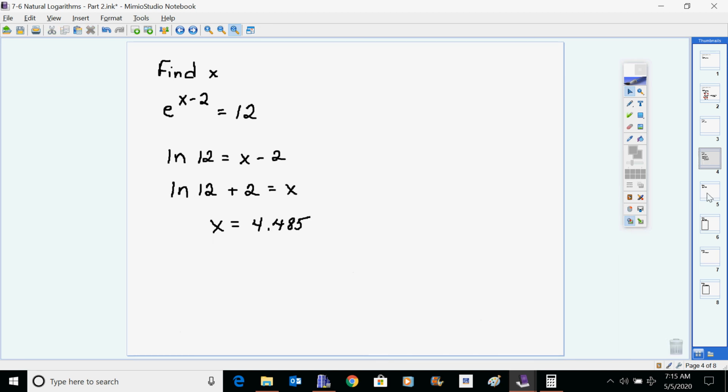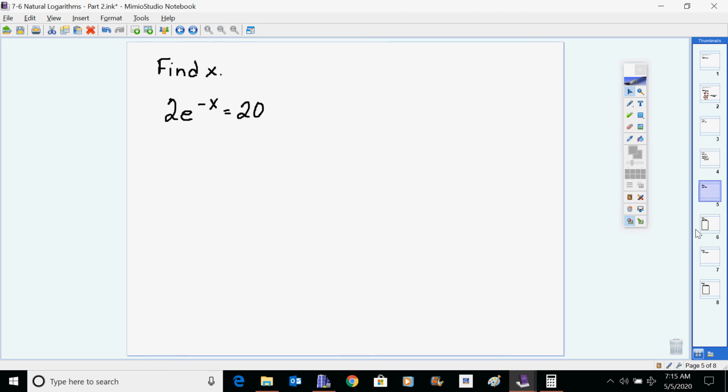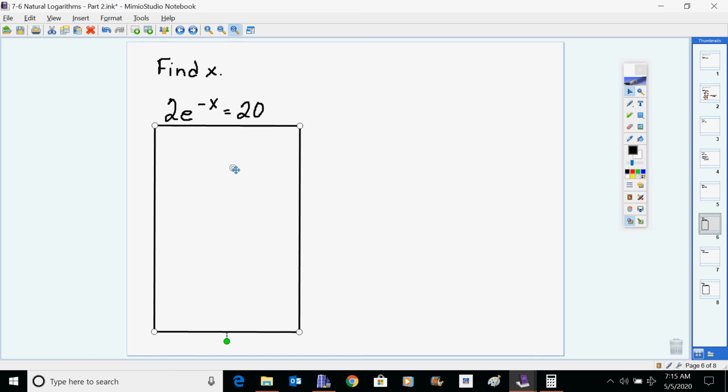Okay, I know I'm going through this kind of quickly, but really it's the natural log part, the beginning part, that's new to you. So, all right, for here we'd want to get our e to the negative x power by itself. Don't worry about the fact that it's a negative. That really doesn't affect anything. We still just need to divide by 2.